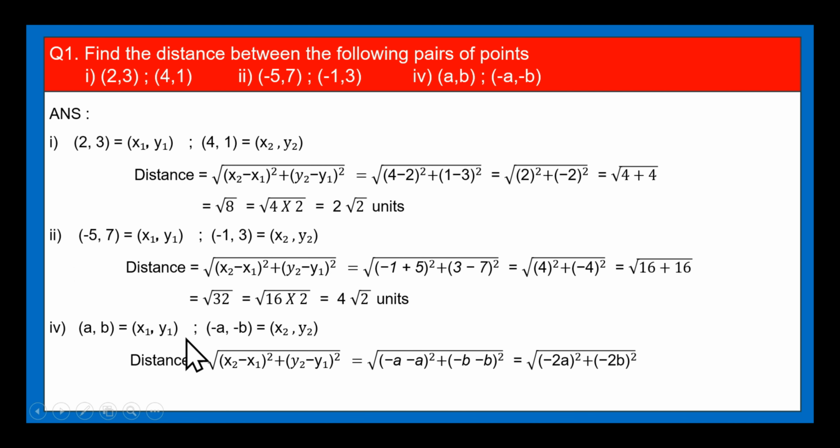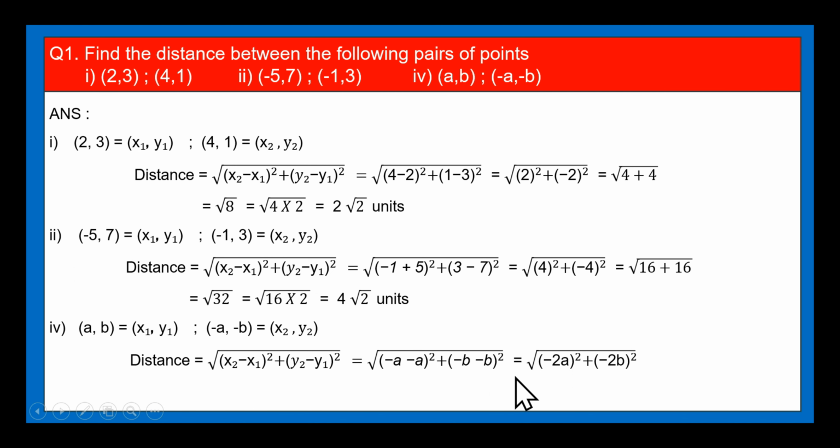y2 is minus b and y1 is plus b. Therefore, y2 minus y1 means minus b minus b whole square. Minus a minus a, these two have same signs, minus and minus. Then add them and keep the same sign. Means minus a minus a is equal to minus 2a whole square. Minus b minus b is minus 2b whole square.